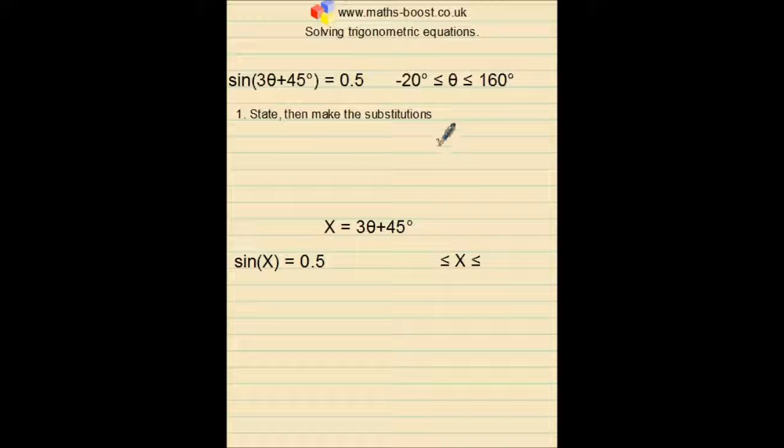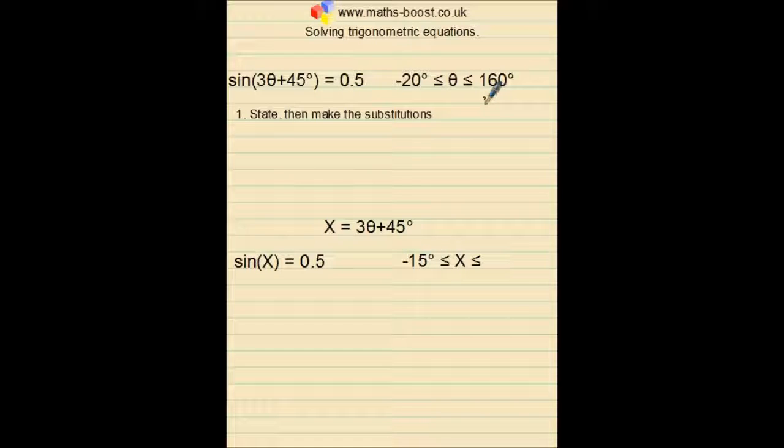I've deliberately used the plural here. Don't forget you've got to make the substitution into your interval too. Now the smallest value that theta takes is minus 20 degrees. So 3 times minus 20 add 45 gives us minus 15 degrees.